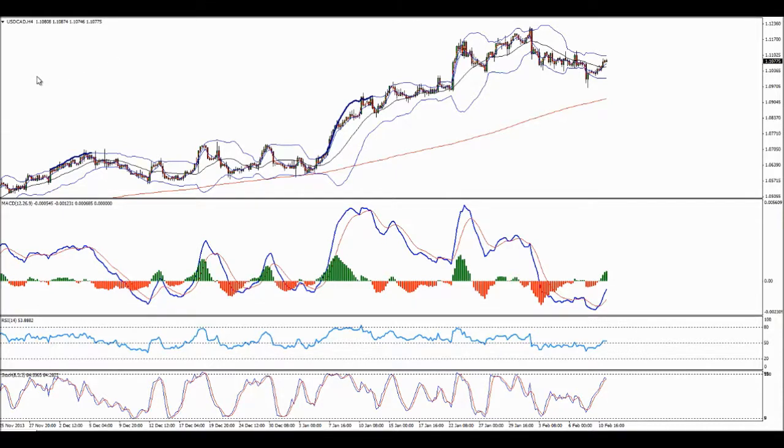Now the opportunities we have for today. Dollar Canadian will be the first one, as I explained already, and the next two would come from the majors.